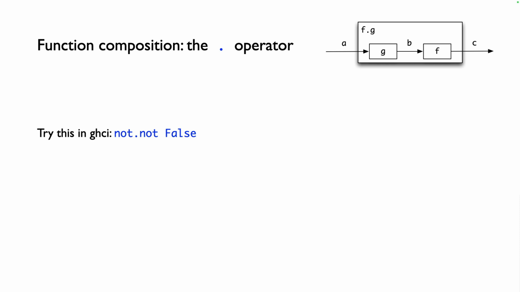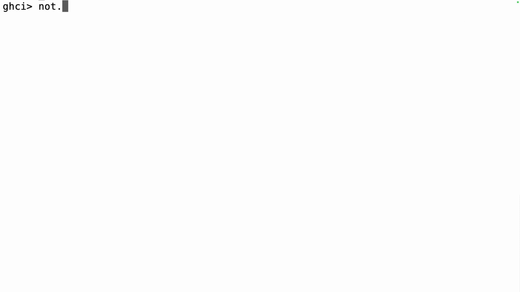Now, how does using that operator interact with something like applying a function? We can create the function not dot not, which is not over booleans composed with itself. What happens if we apply that not dot not to false, and we write it like this? You can try it if you want. Pause the video here: what does not dot not applied to false give us?